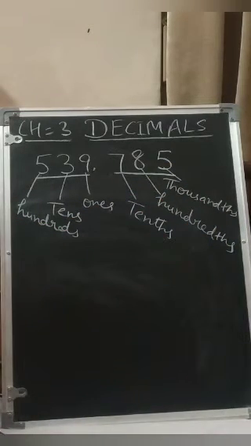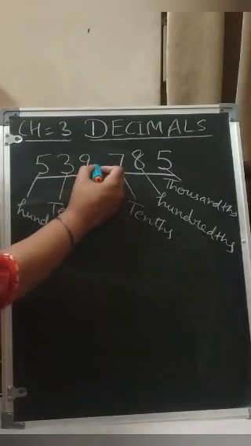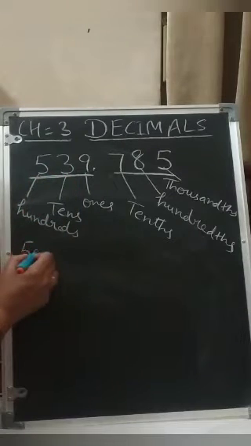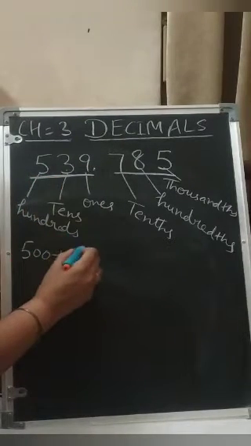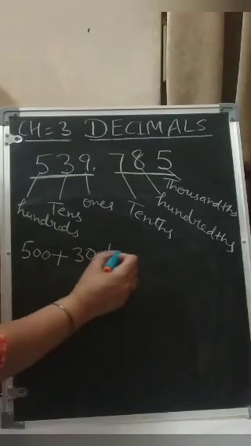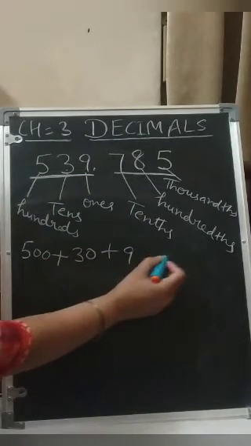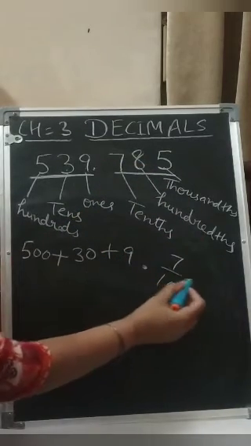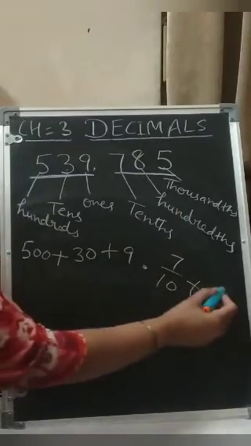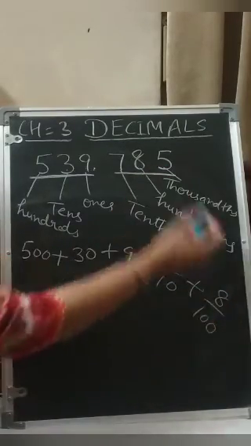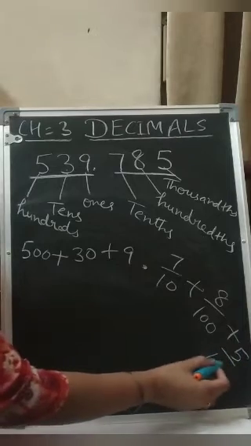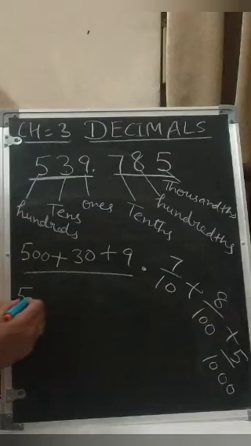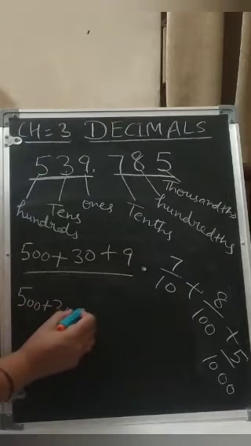Now if we want to write the expanded form of this number, how to write it? Before the decimal you know very well, 5's place is hundreds, so it will be 500. This place will be 30, this will be 9. Afterwards the point is there. This place will be 7 over 10. This will be 8 over 100. And this will be 5 over 1000. Or we can write 500 plus 30 plus 9.